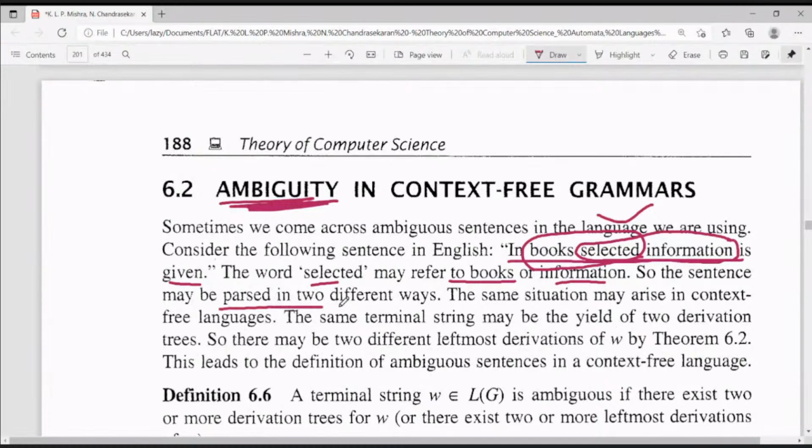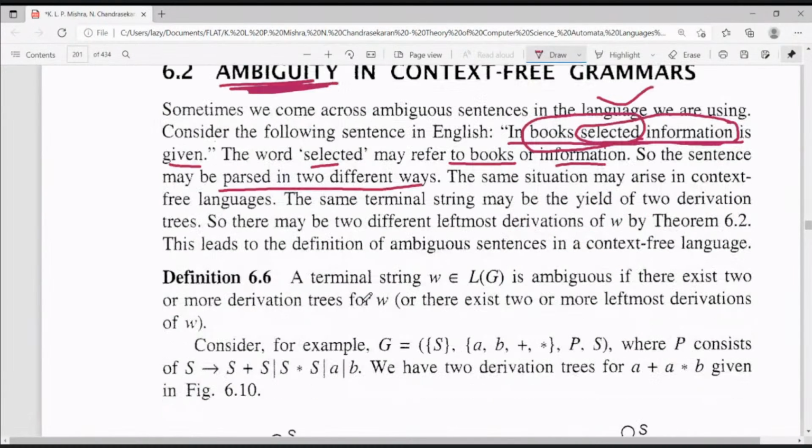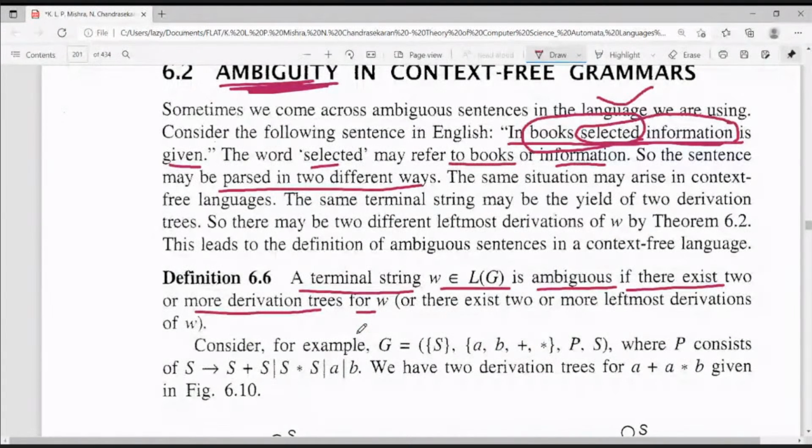So it can be parsed in two different ways. A terminal string w belonging to L of G is ambiguous, so we can say that the grammar is ambiguous basically if there exist two or more derivation trees of w. If somebody can show that for a particular string we have more than one, that is two or more derivation trees, either leftmost or rightmost, then we can say that your grammar is ambiguous.